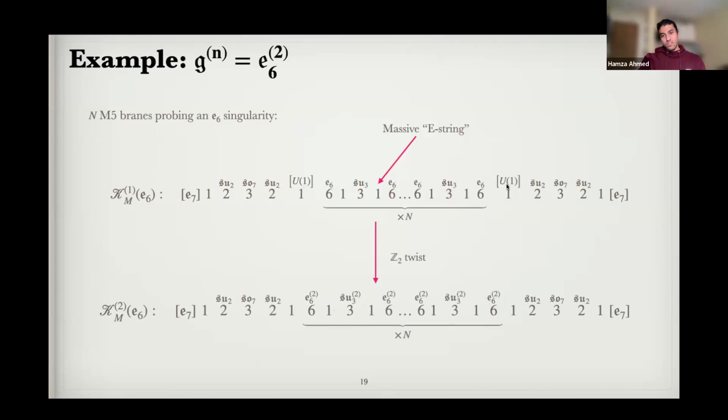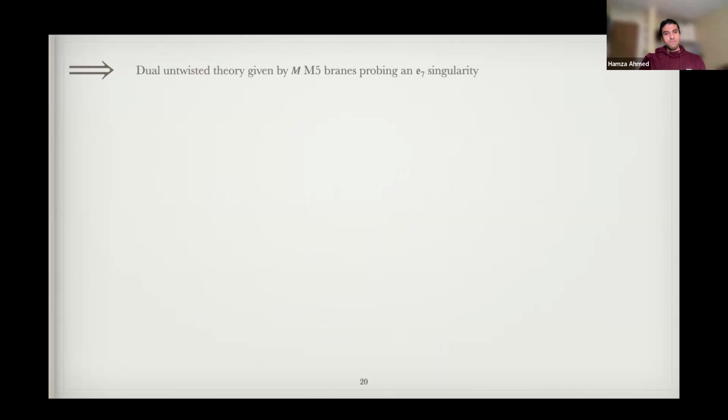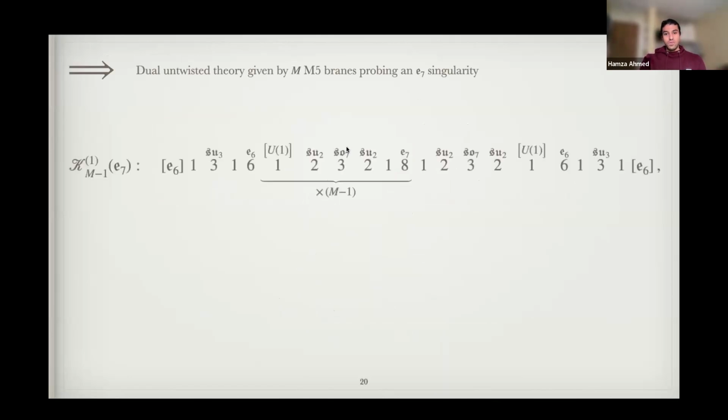And also notice that the U1 flavor symmetries are gone. So these U1s are gone because again, the massive spectrum imposes that you must project onto charged singlets under the U1 in 5D. And then from the table that I showed earlier, you expect an E8 times E8 theory that's dual to this theory with an E7 singularity. And so we can actually write this theory down explicitly.